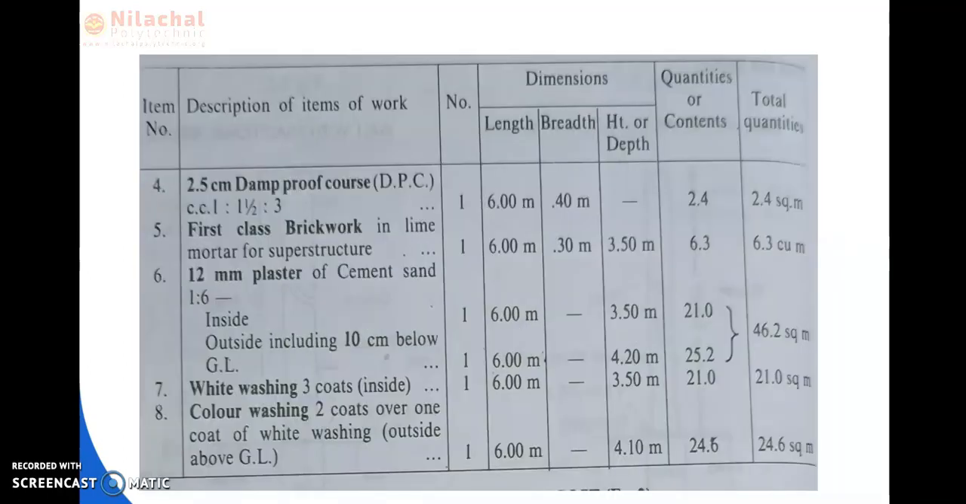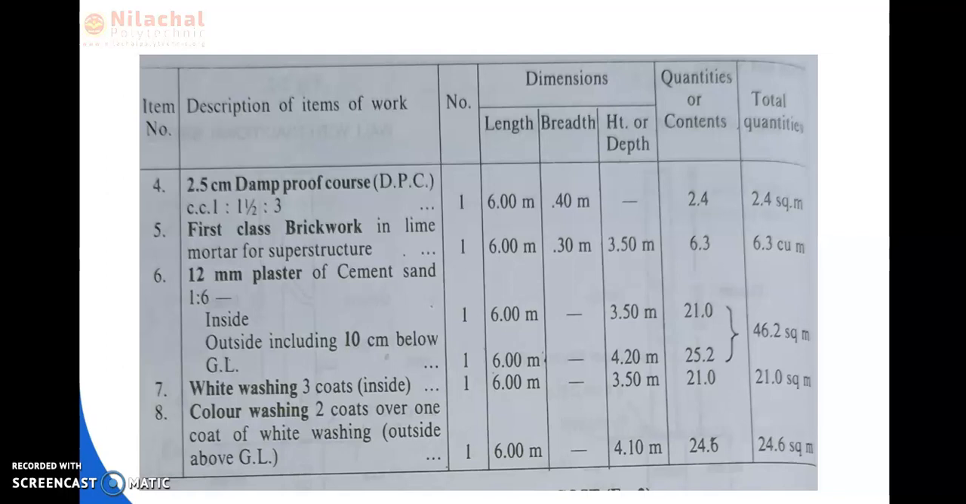So let me check. Here the length is 6 meter, height is 4.20 meter. Then the total quantity is how much? 1 into 6 into 4.20 is equal to 25.2 square meter. Here the plastering unit is square meter. The total value of plastering is how much? 21.0 plus 25.2 is equal to 46.2 square meter. Then we discuss the next part.